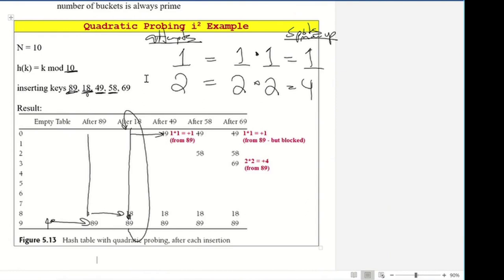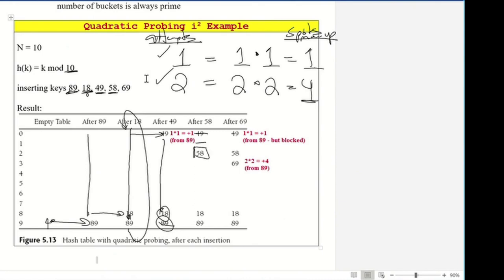Next one's 58. 58 mod 8. Uh-oh. There's a spot. Okay. Now, 58, I'm going to start with 1. Can't put 58 there because 18, so I'm going to do 1. It tells me to move 1 spot. Uh-oh. Can't do it. 89's there. So what I'm going to do next, I'm going to try 2. This time tells me move 4 spots. 1, 2, 3, 4.